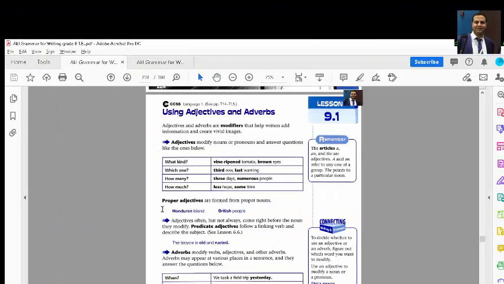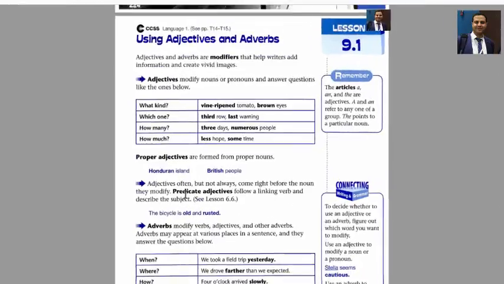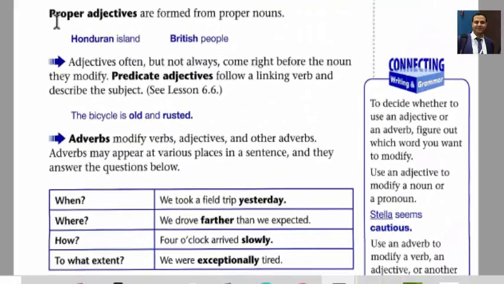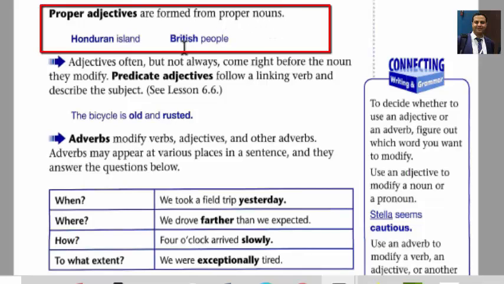Now let's talk about proper adjectives and predicate adjectives. The difference is that proper adjectives are formed from proper nouns. Like when you say British people, the word British tells you which people you are talking about, and the word British is taken from the word Britain because the British people belong to Britain or are from Britain. So British is a proper adjective. So again, proper adjectives are formed from proper nouns and they are always capitalized.